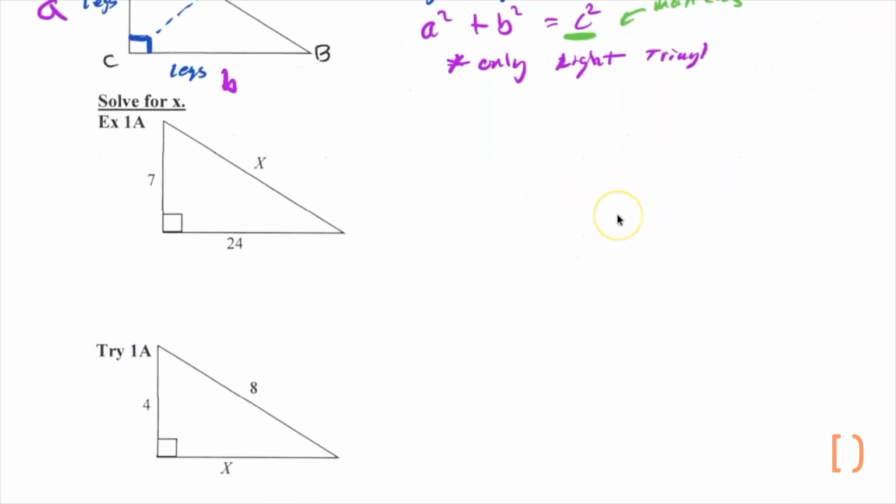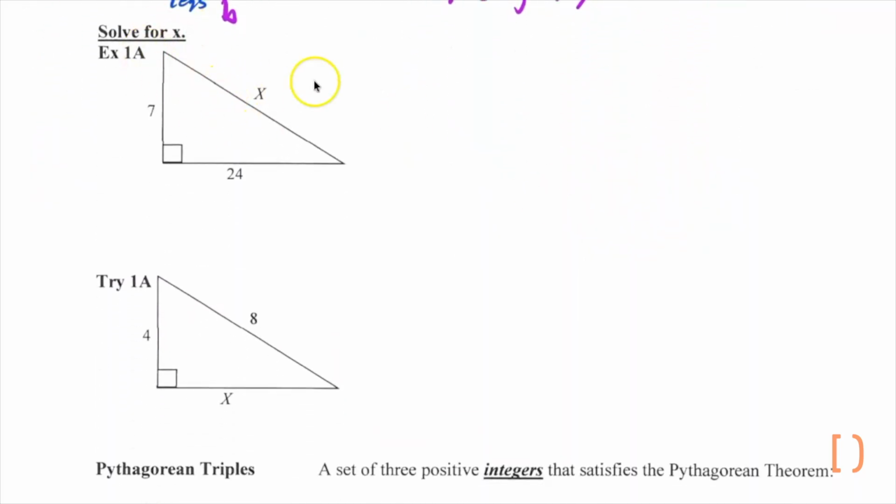Okay, let's do an example then. I'm going to solve for this hypotenuse here. Again, we'll label the sides: we have a, b, c. Our formula is a squared plus b squared equals c squared. The only thing that really matters is that c has to be the hypotenuse. So in this case, my a is 7, my b is 24, and my c is x squared.